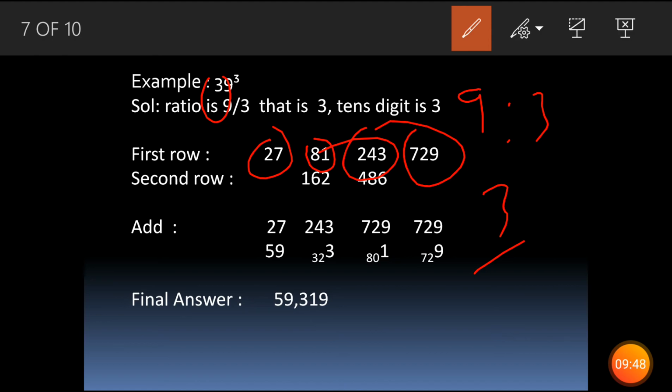Second row, double it, that is 486, and double of 81, 162. Now add them, you will get this row, and then final answer: 9 as it is, 72 carry, that will be added to 729, that will give you 801. Now 801, 1 will be here and 80 will be added to 243, that will give you 323. 3 will be copied here and 32 will be added to 27, that will give you 59. So 59,319, that is your answer.